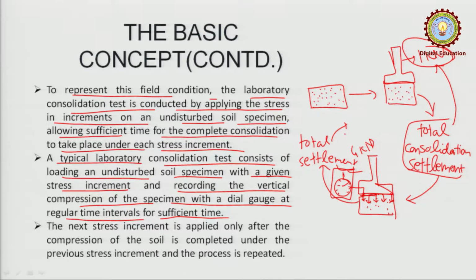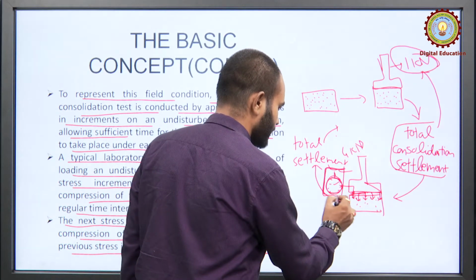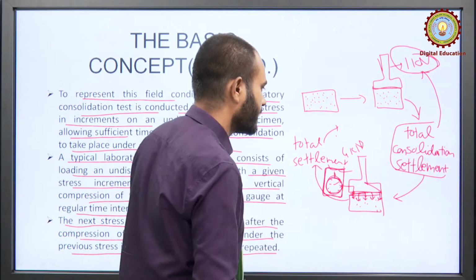When the settlement ceases in this specimen, this will show no further settlement, then only we will increase the stress further, and again we will go into different times to find out the settlement. The next stress increment is applied only after the compression of the soil is completed under the previous stress increment, and the process is repeated. As I just now told you, the next stress increment will be applied only when this dial gauge shows that no further settlement is taking place, okay.